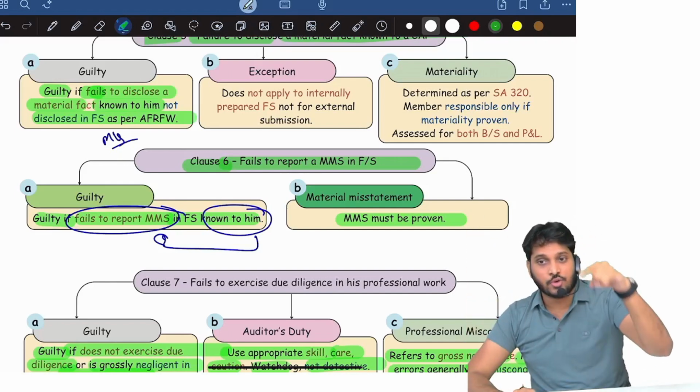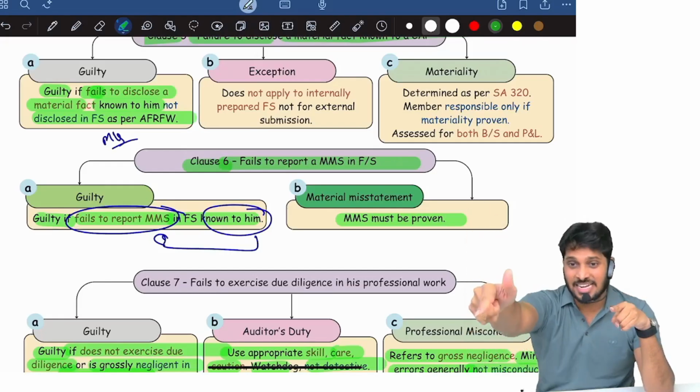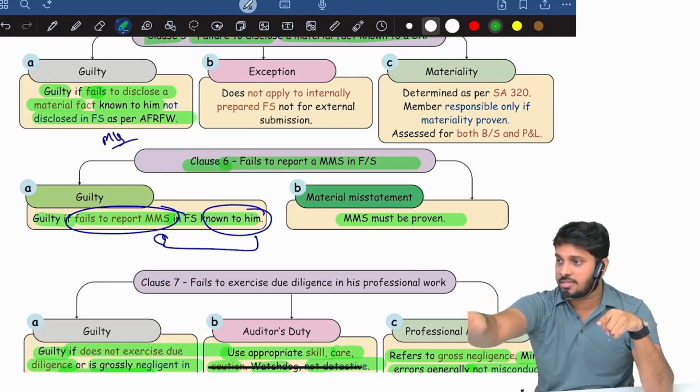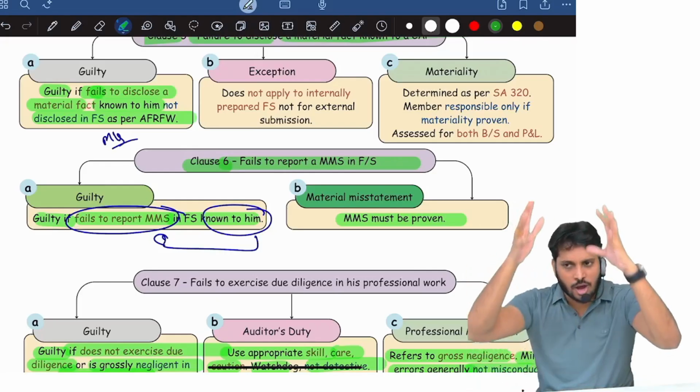Because 2 says without examining you certified. 8 says without getting evidence you certified. 7 says negligence. Without evidence you are certifying, that means it's negligence. Are you clear? So 2, 7, 8 are interlinked. That's it. The predominant topic is completed.